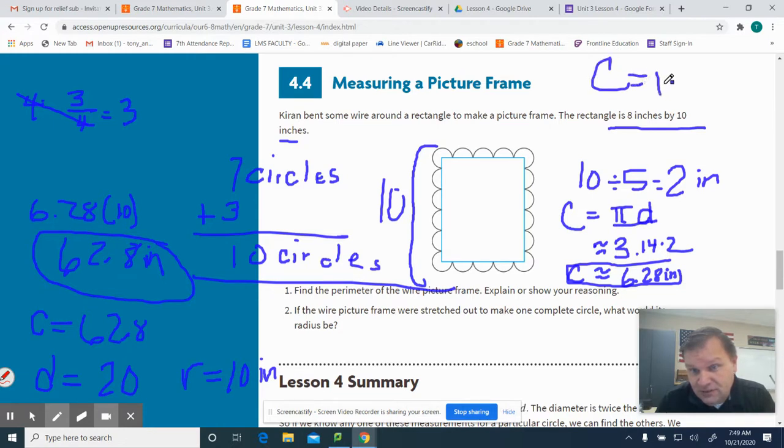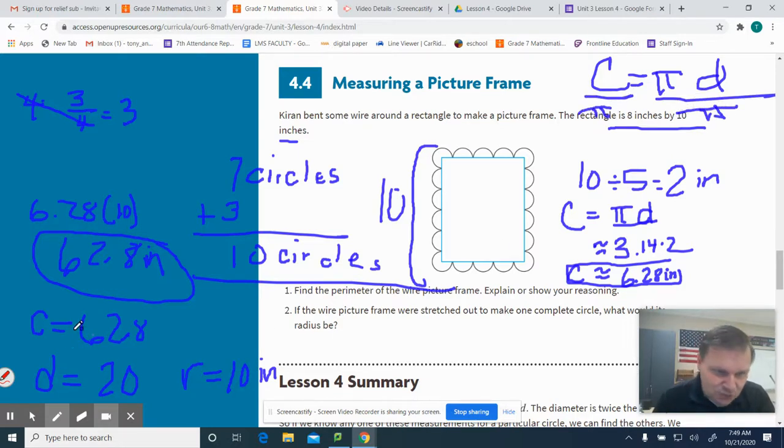So since this is the circumference, I have to rearrange this formula right here. So circumference equals pi times diameter. I just want the diameter. That means I have to divide the circumference by pi. That's why I divided this right here when I said the circumference divided by pi. Okay, that's going to give me the diameter. Then the diameter divided by 2 is 10. So this right here is the answer to number 1. And the radius would be 10 inches.